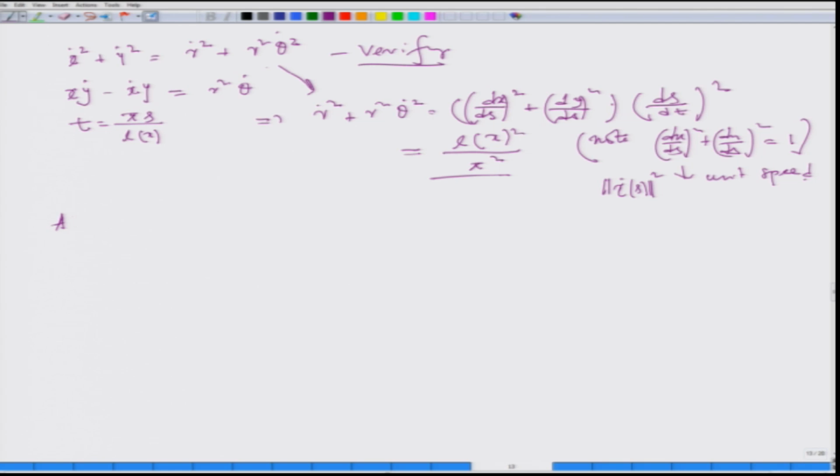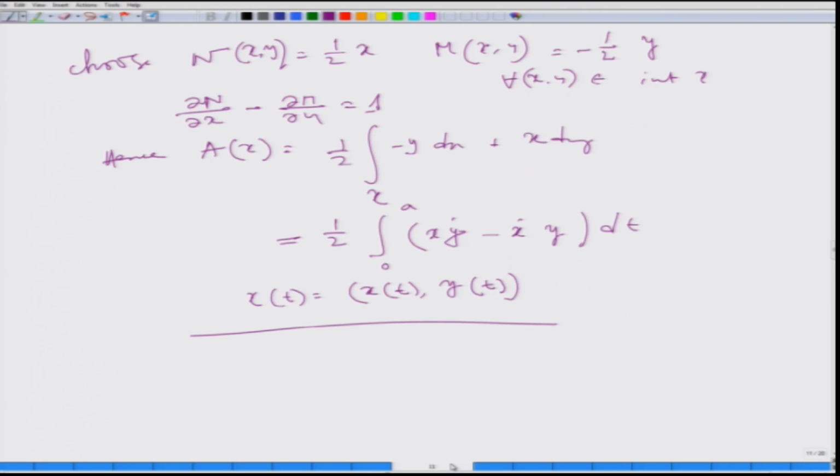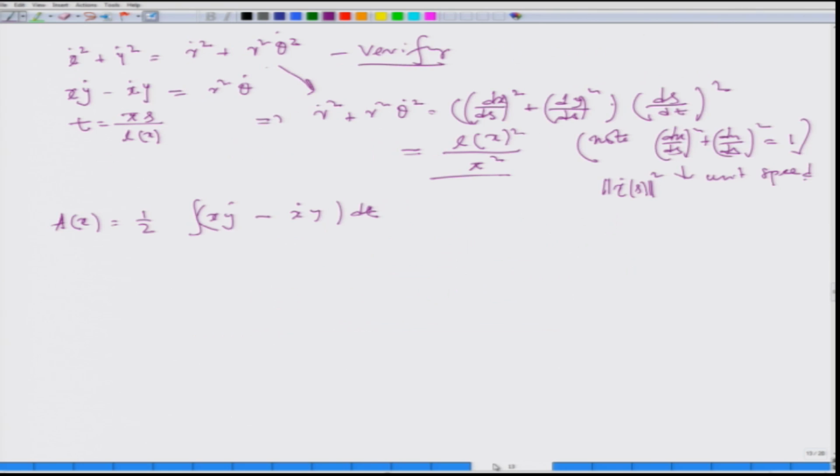Now, what is A gamma? A gamma is half integral of x y dot minus x dot y dt, just now we proved. This was done here. So, which is equal to, by this equation, half integral of r square theta dot dt. So, L gamma square divided by 4 pi minus A gamma.